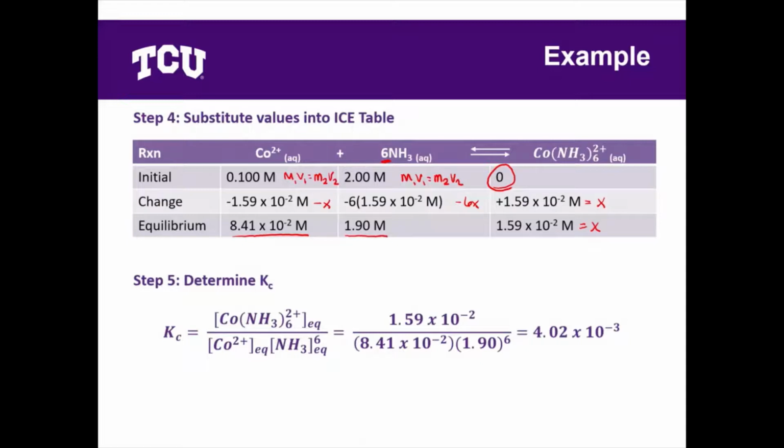Step 5, determine your Kc. So I plug all of this into my equilibrium expression. Remember, products over reactants. So I've got the concentration of my complex here, my concentration of cobalt here, and my concentration of ammonia here, all at equilibrium. Calculate that through, and I get an equilibrium constant of 4.02 times 10 to the minus 3rd. Remember, too, don't forget, the coefficient out here becomes a superscript in your equilibrium expression.